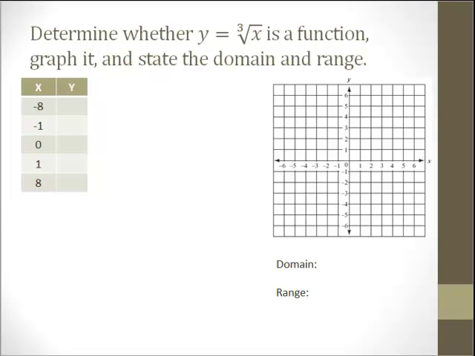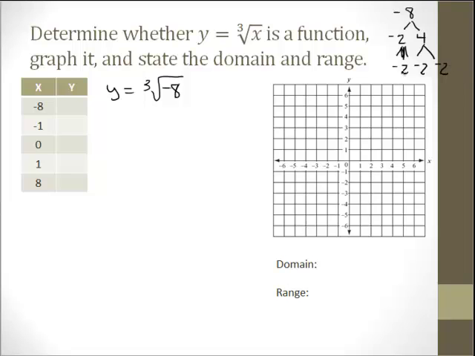So how about this one? Determine whether y equals the cube root of x is a function, graph it, and state the domain and range. So we're going to have y equals the cube root of negative 8. Well, let's think about that for a second. Negative 8 is going to be negative 2 times 4, right? That's negative 2. Now we want to have a group of 3, so we're going to need some more negatives.